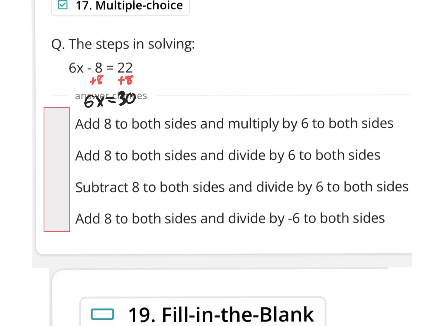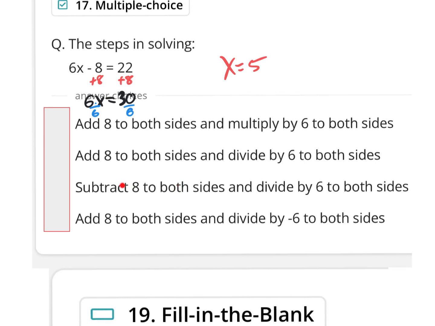And then your last step would be to divide by 6 and divide by 6, giving you your final answer, x equals 5. Now, they didn't ask us to solve it. They're asking, what are the steps? Well, the first thing would be to add 8 to both sides.